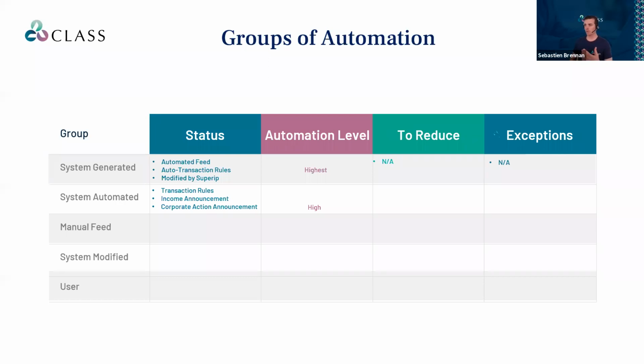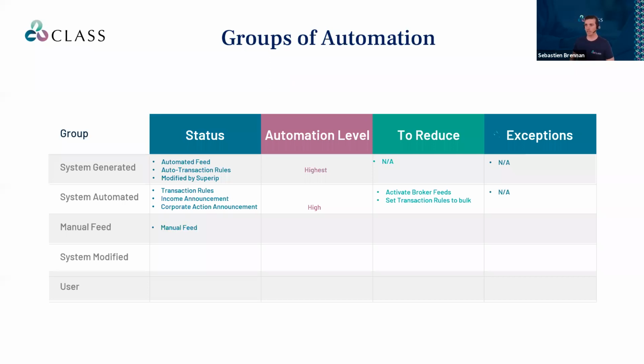How can we reduce transactions from this category and push them to the category above? Well, we can firstly activate more broker feeds. And secondly, we can set the transaction rules to bulk where applicable. Now, we don't just want to go and do that for every transaction rule, just the ones where it would be relevant to do that. Again, exceptions, they don't apply to this column.